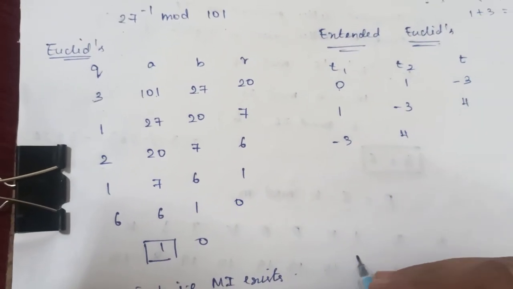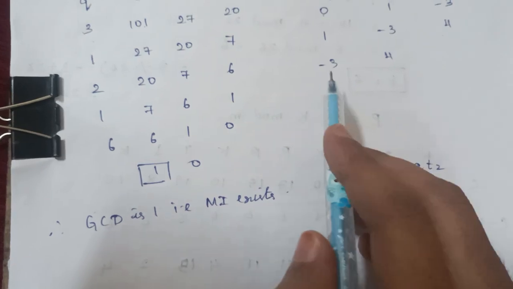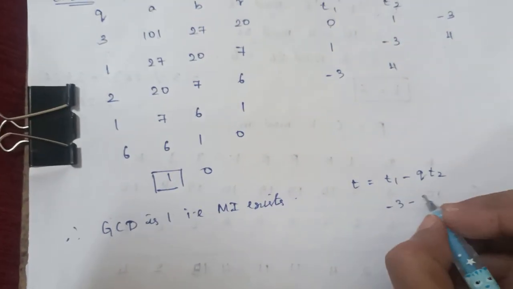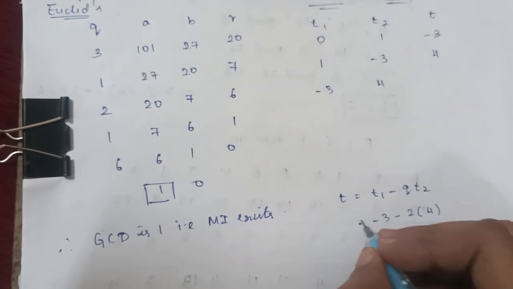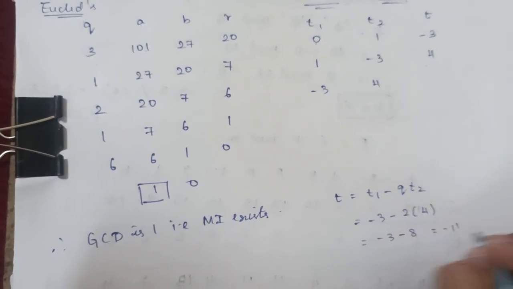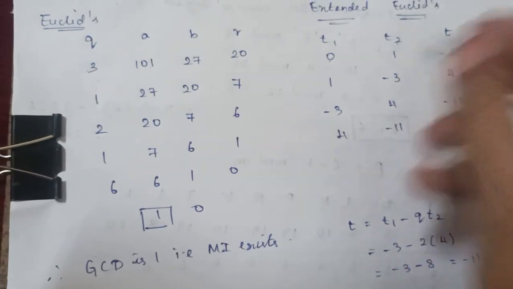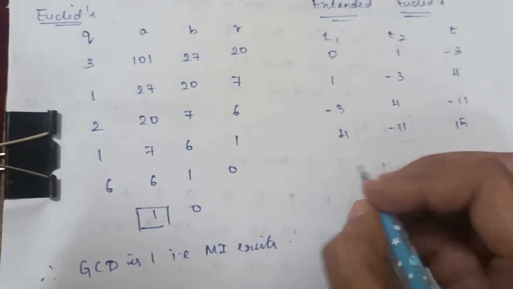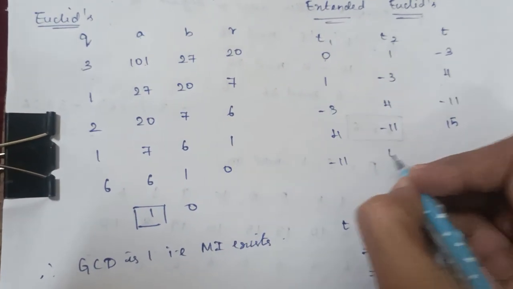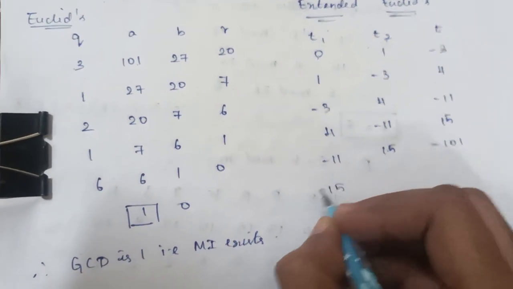And the t value will be, as we know, t is equal to t1 minus q times t2. The t1 value is minus 3, minus the q value for this is 2, and then the t2 value is 4, which is minus 3 minus 8, that is minus 11. And 4 comes here, minus 11 comes here, and with the same calculation we'll be getting 15 here, and minus 11 comes here, 15 comes here, and here we'll be getting something like minus 101. And now this value will be written here.